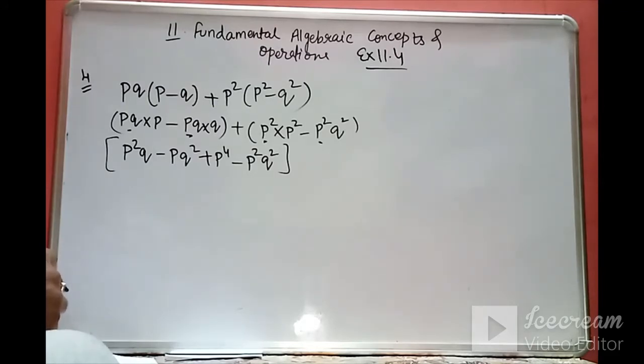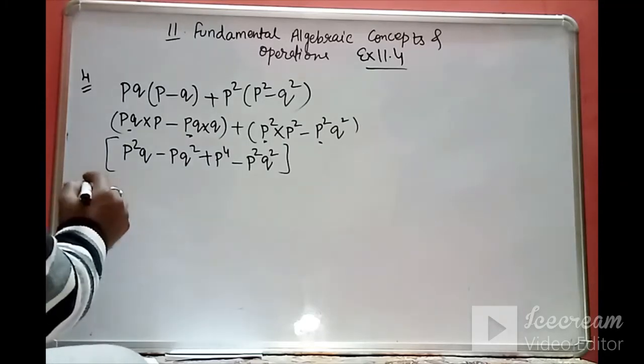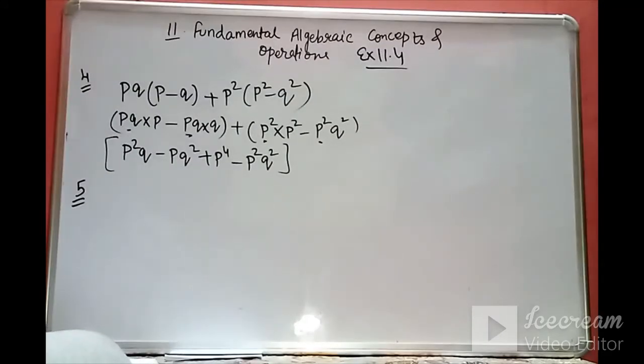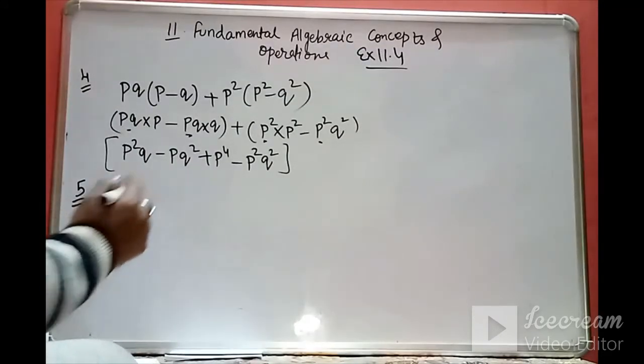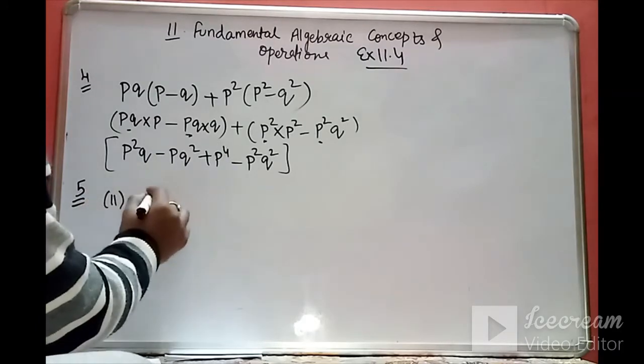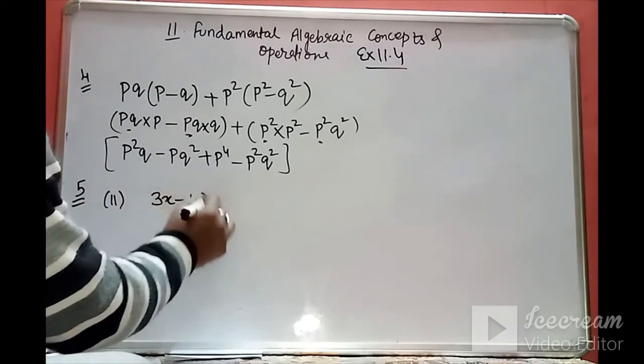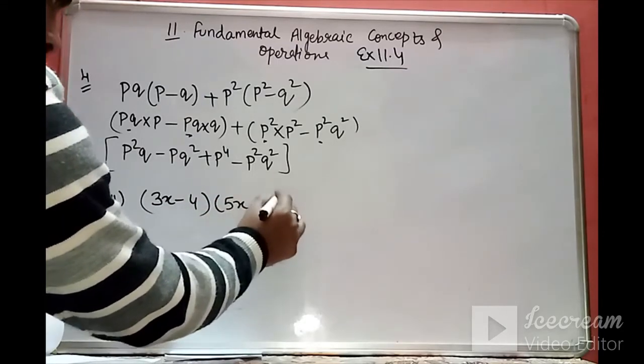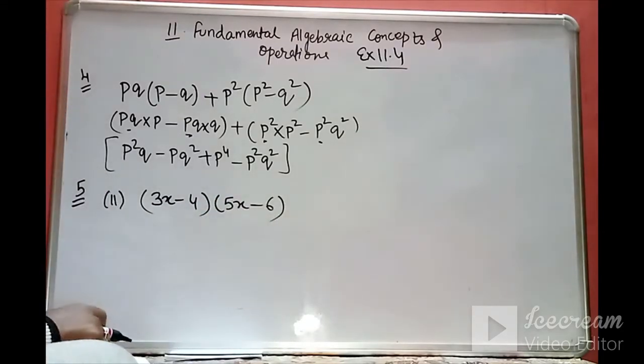Now suppose we have to multiply a binomial by a binomial. So in question number 5, what we have to do is find the product by column method. So suppose it is 3x minus 4 into 5x minus 6. So we have to use the column method.